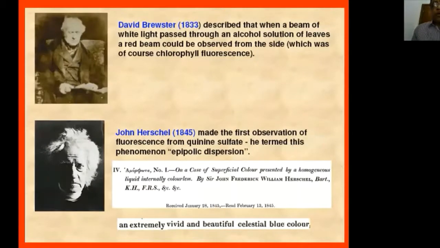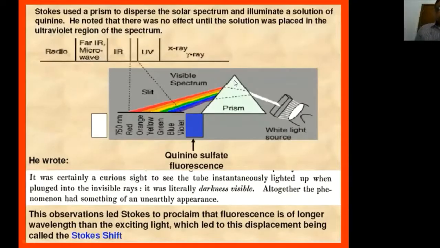Brewster made an important contribution, discovering fluorescence occurring from chlorophyll, in the year 1833. Herschel's contribution became a very foundational contribution as far as fluorescence is concerned. And the nomenclature was later given by Stokes, as we all see.